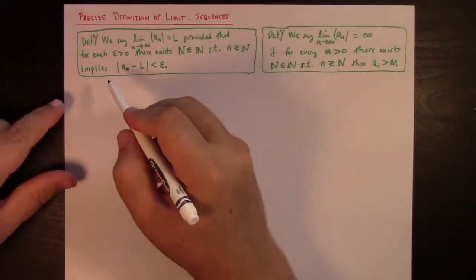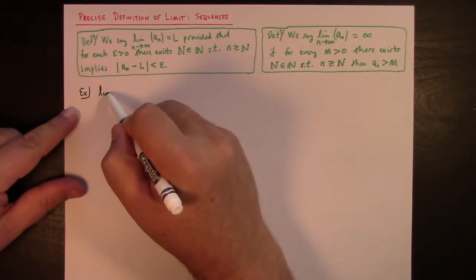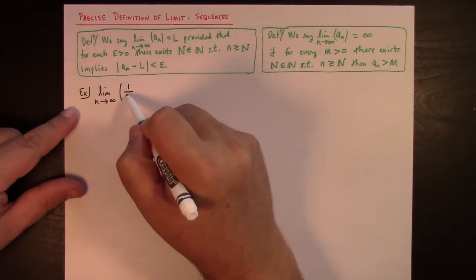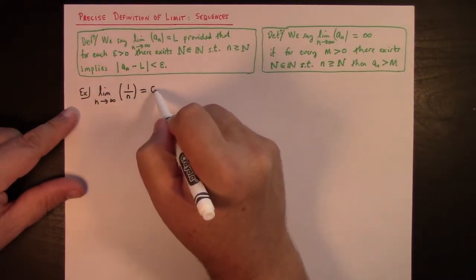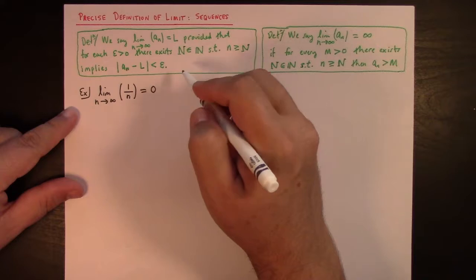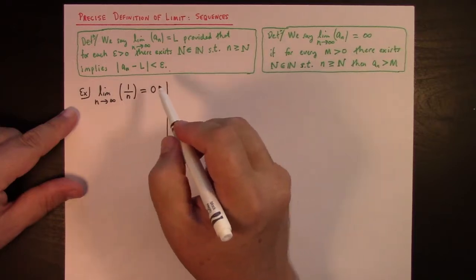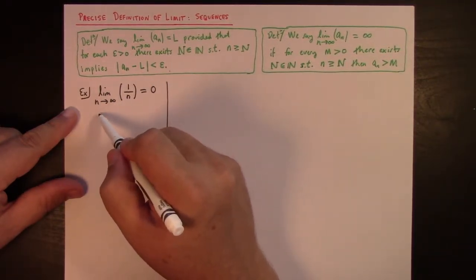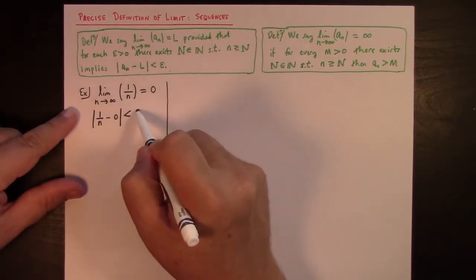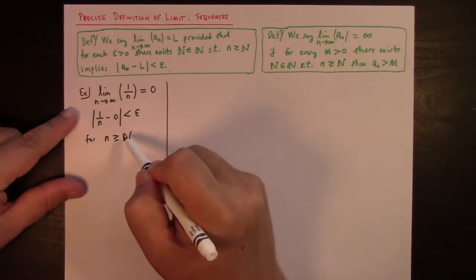So here's an example. Allegedly, if we take the limit as n goes to infinity of 1 over n, that's equal to 0, right? Let's see here, how would we prove that? So let me put some scratch work over here. What do we want? We want the absolute value of 1 over n minus 0 to be less than epsilon for n greater than or equal to some big N. We've got to figure out what that N is.